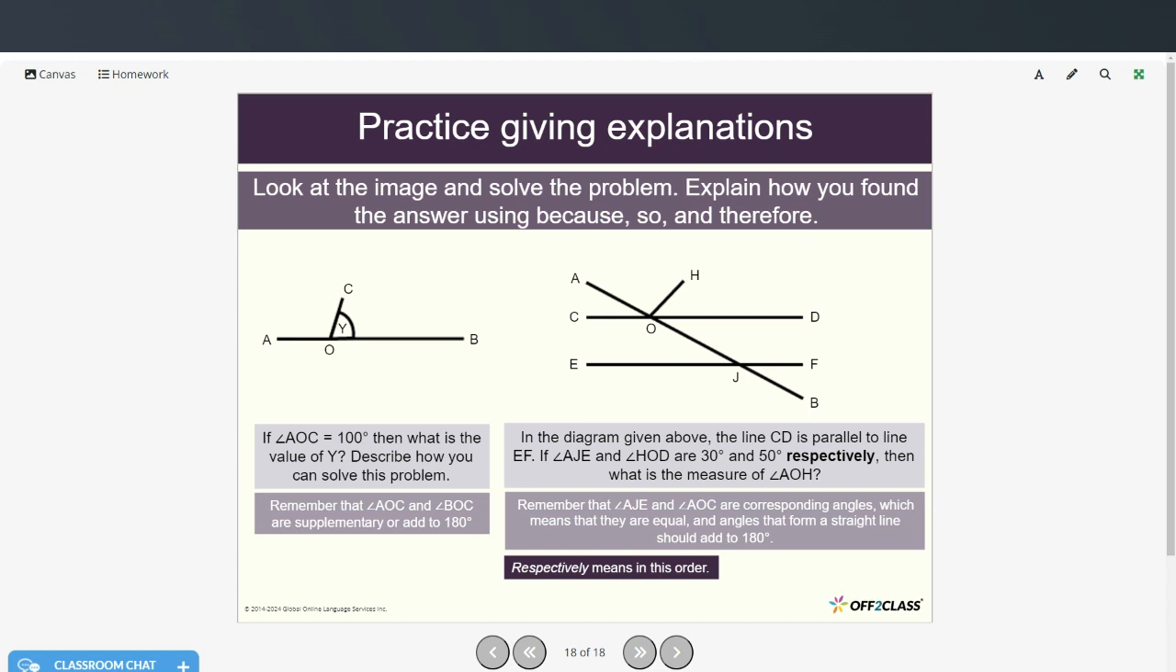All right, so now you can practice giving some explanations using the pictures, and remember to use because, so, and therefore. We also have another word: respectively means in that order. So here, if AJE and HOD are 30 and 50 degrees respectively, then what is the measure of AOH? All right, you can try those on your own for practice.